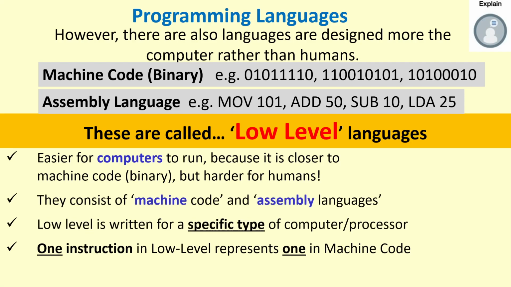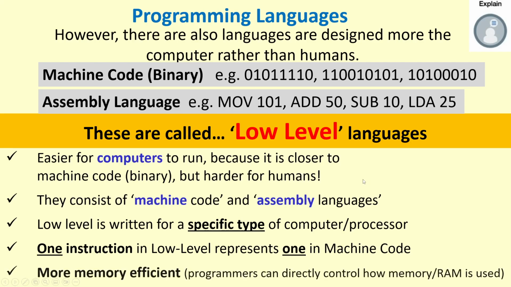And low-level languages are written for a specific computer or processor. They only run on one type of computer or processor. Each processor has its own different types of low-level languages. However, they are more memory efficient. Programmers can directly control how memory and RAM is used. So there are benefits as well.